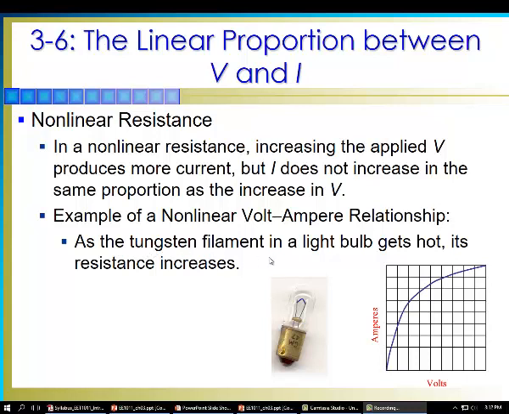The tungsten filament in a light bulb gets hot, and its resistance increases. So when you have a light bulb, this is a resistance right here, the resistor. But the hotter it gets, the more opposition to the current it has. And it could be up to infinity, because once it breaks, the resistance from here to here will be basically infinity.